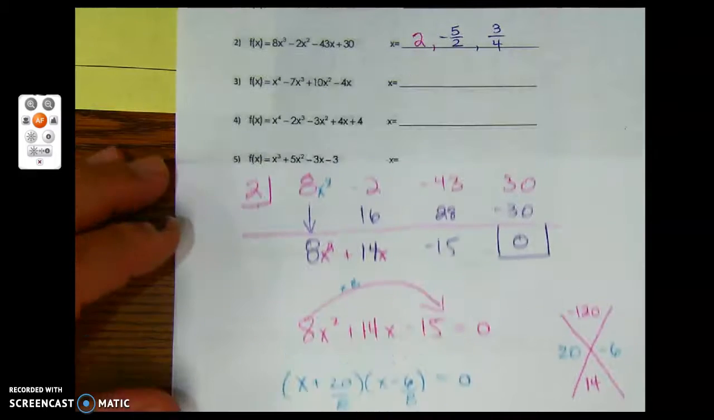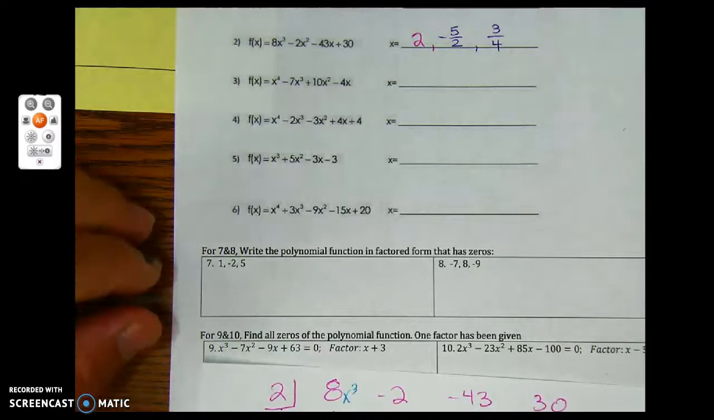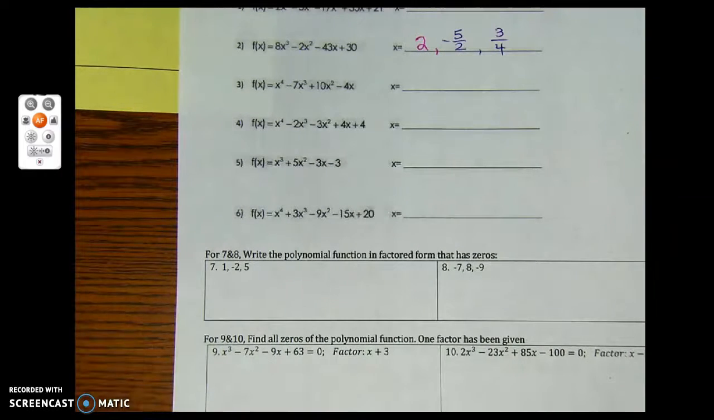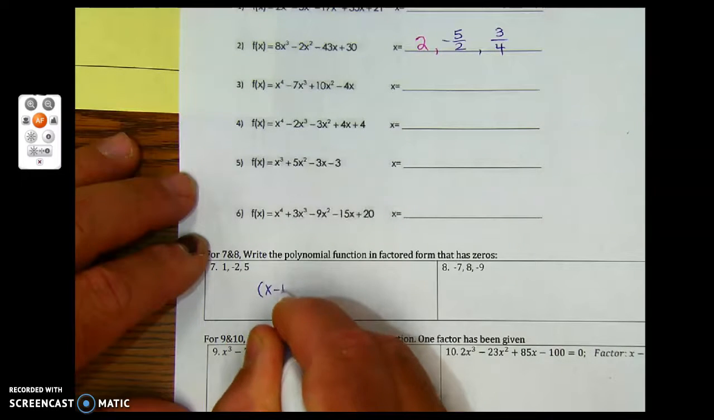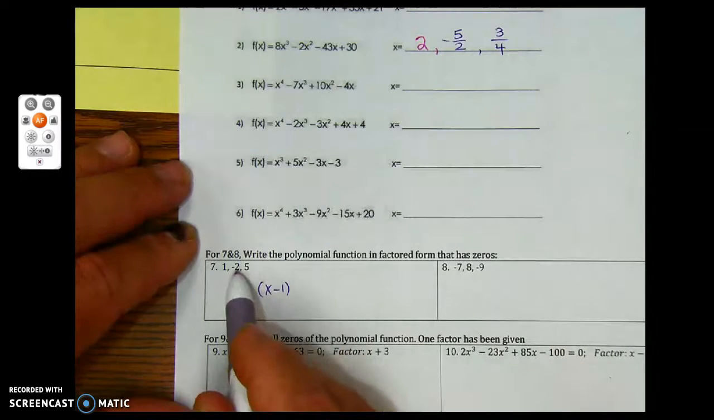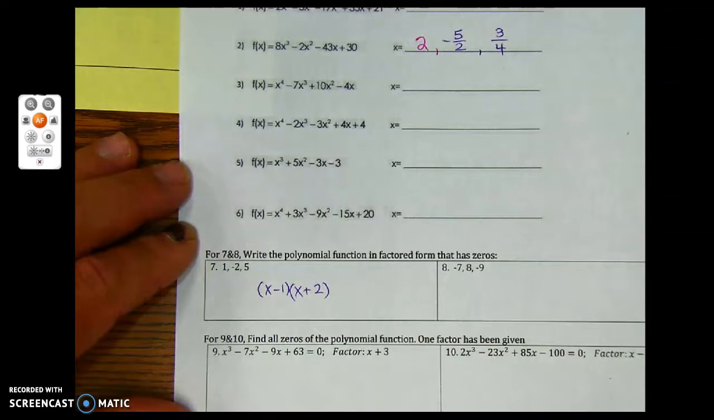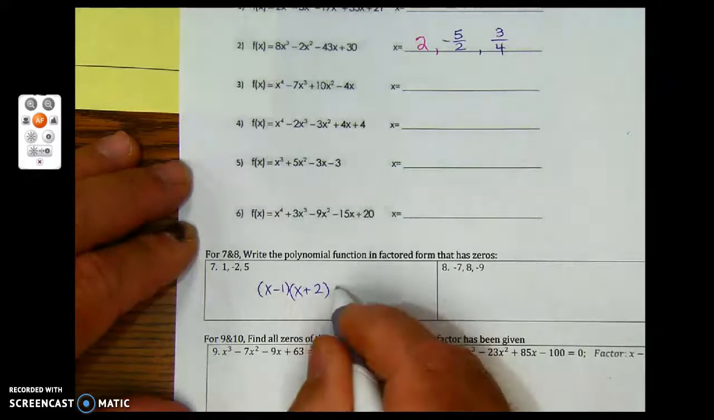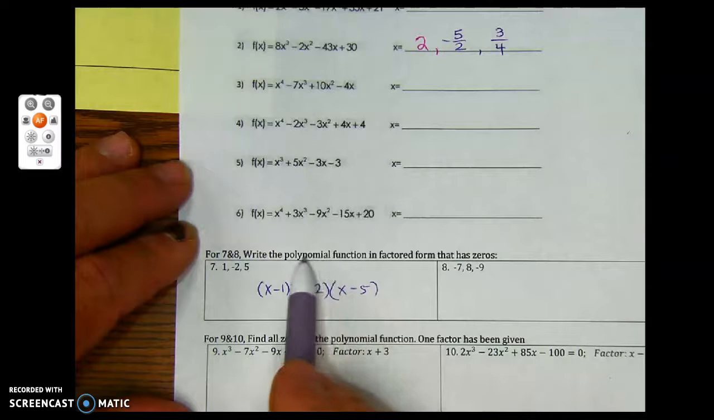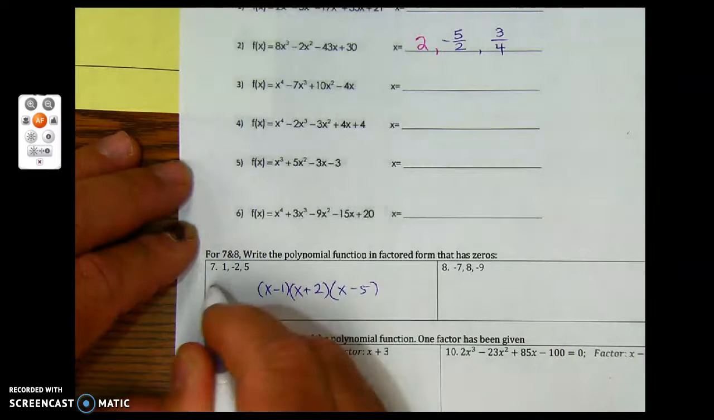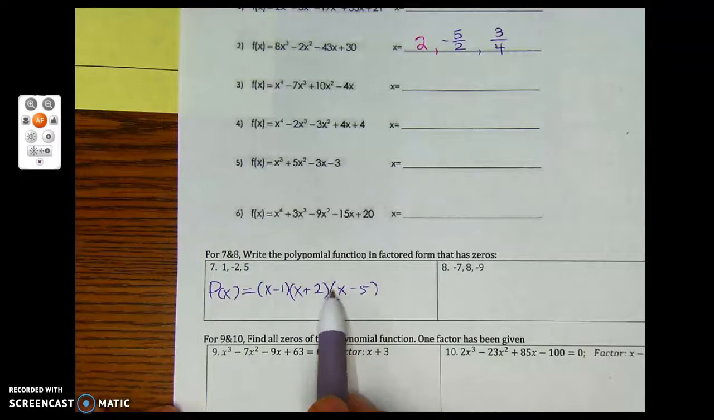Now let's go to another type of problem. Let's see. Number 7. You're going to like number 7. It's real easy. If you remember back in the notes, we said if 1 is a solution, x minus 1 is a factor. If negative 2 is a solution, x plus 2 is a factor. Finally, if 5 is the solution, x minus 5 is a factor. It wants us to write the polynomial function in factored form. Well, that's it. It's in factored form right here.